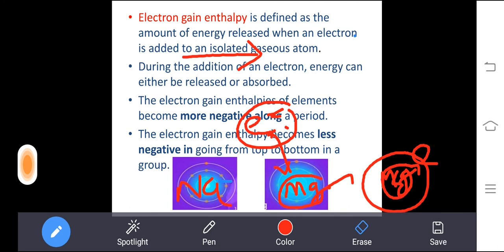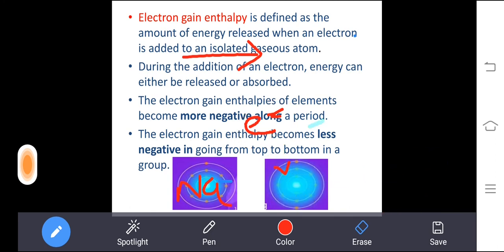When it is added to the magnesium in the shell, more energy will be released, so it will be a more negative value. So what is the meaning of more negative value? It means the magnesium will readily attract the electron, so it will have a more negative value. Sodium also will attract, but it will have a less negative value, because magnesium is smaller in size, so the attraction is more ready compared to the sodium. The reason is sodium will not attract the electron that readily compared to the magnesium. So this is one more concept.